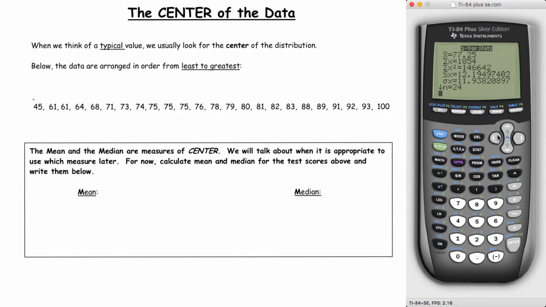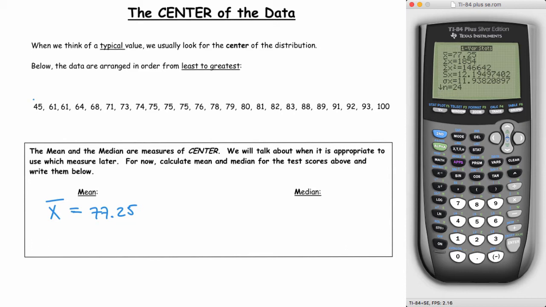I press Enter. Now there's a lot here. For now, all we care about is the x with the bar over it. That is what we use to indicate the mean of a data set. Okay, so that in our case is 77.25. So that's the average test score.